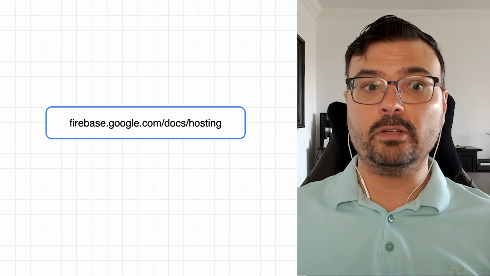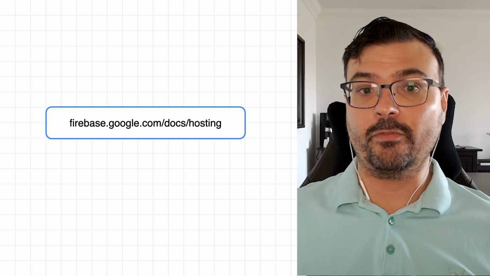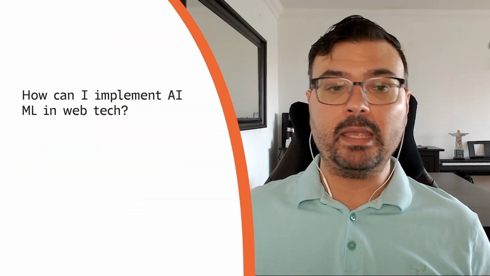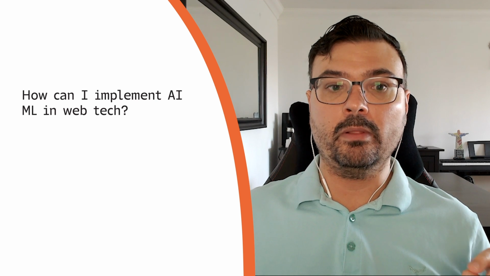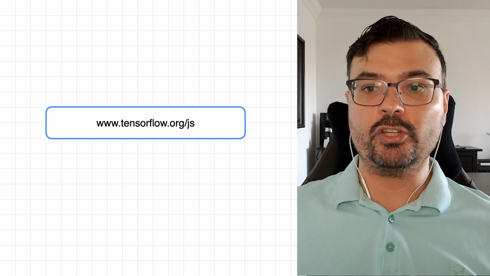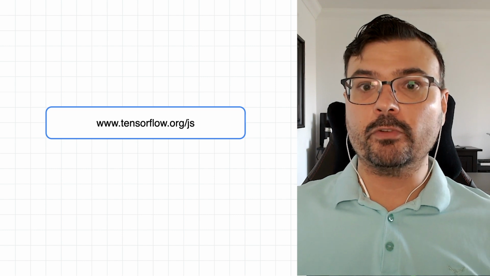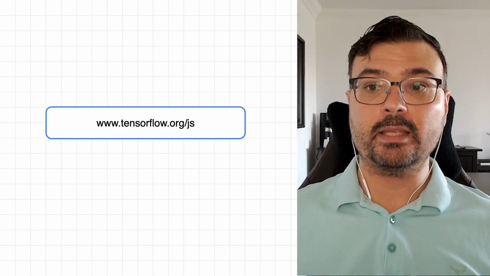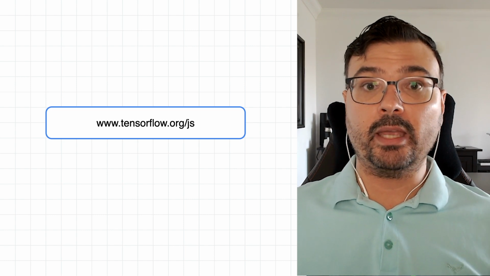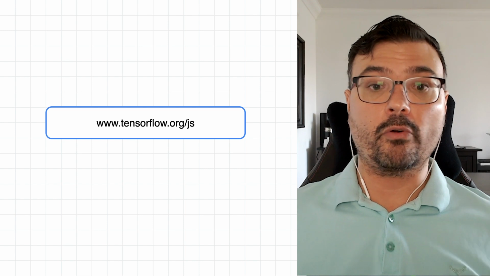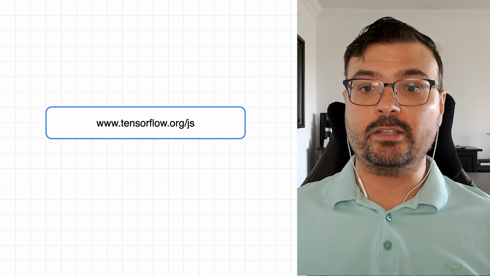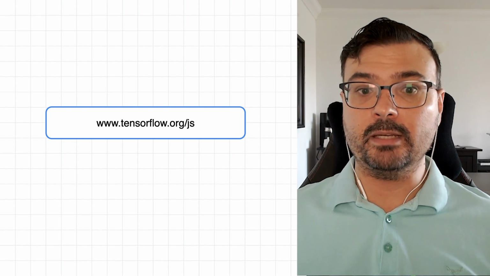Check firebase.com/docs/hosting for more. And for the next question, how can I implement AI ML in web tech? There are many ways to use AI or machine learning in web tech. TensorFlow.js is a powerful tool that enables ML on Node.js and the browser. You can use it to run existing models or create your own custom model. Check tensorflow.org/js for tutorials, models, and demos.